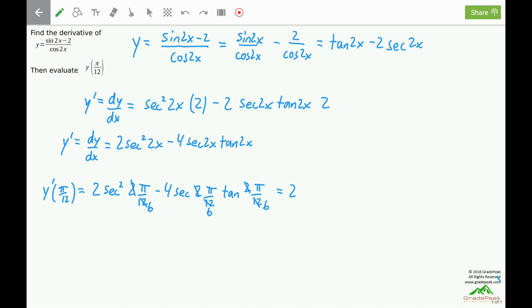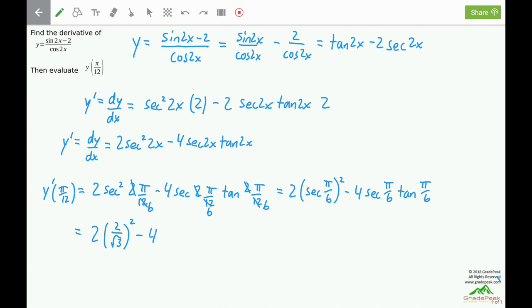Now that first term, we have 2 times the secant squared of pi over 6. The secant squared means to evaluate the secant first and then square the result. And then we have minus 4 secant to the first power, pi over 6, and tangent also to the first power, pi over 6. And now let's evaluate each of these trig functions. So we will have 2 times the secant of pi over 6 is 1 over the cosine of pi over 6. Cosine of pi over 6 is root 3 over 2. We're going to reciprocate that for the secant. So 2 over root 3. And then quantity squared.